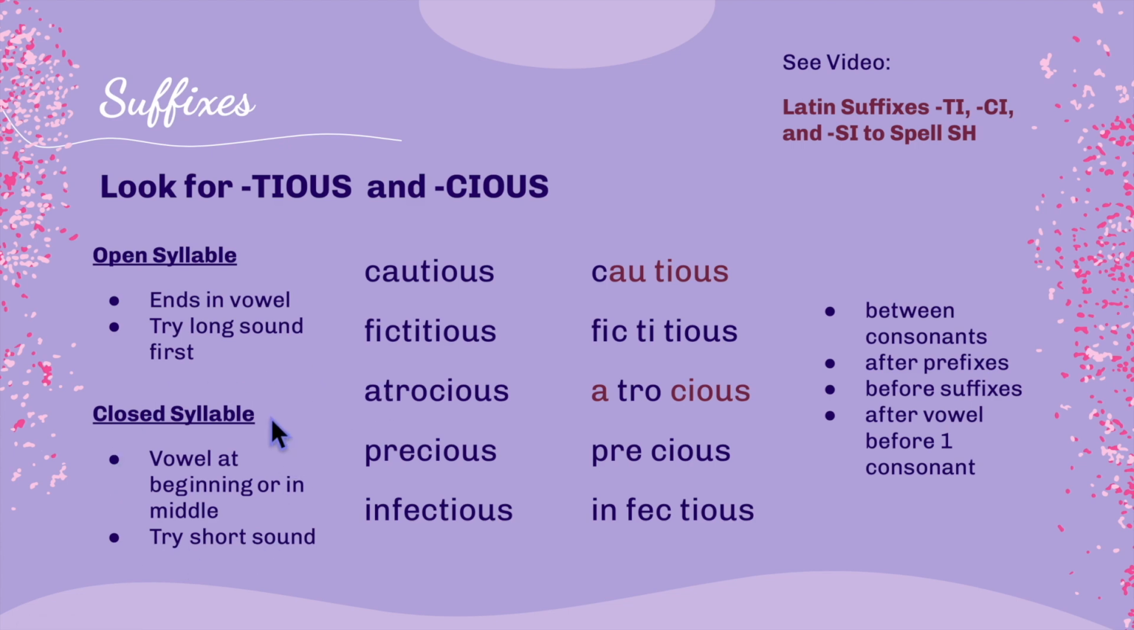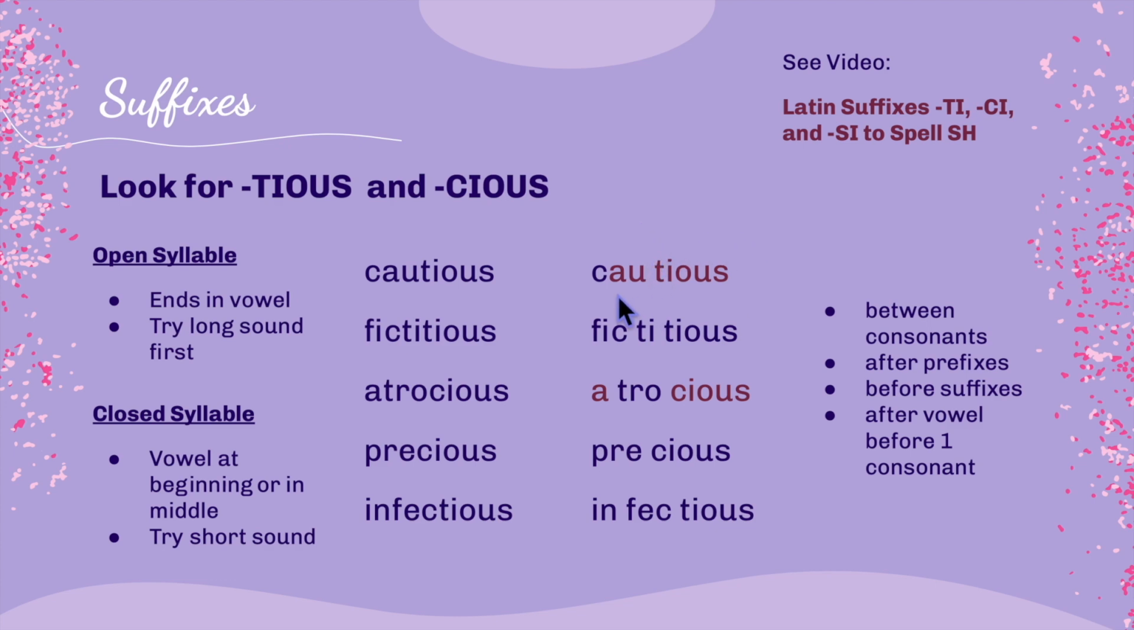A closed syllable has a vowel at the beginning or in the middle, and in a closed syllable you try the short sound first. Over here we have a quick review of the syllable division rules we've covered in other videos. In this word, we're going to use this rule: divide after a vowel before a consonant. Right here we have two vowels that together make one sound, so they stay together and we divide here before the consonant. You could also use the rule divide before suffixes, and we have the suffix right here.